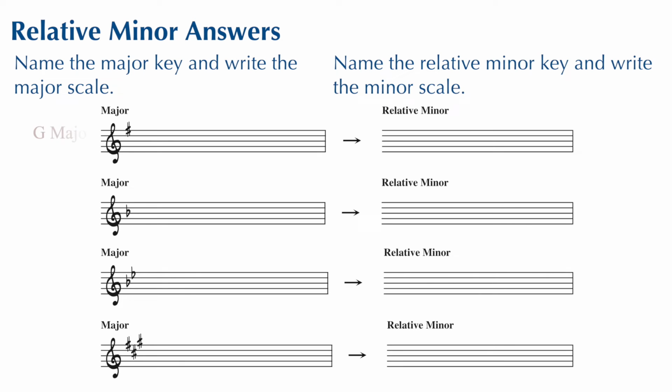Number 1. 1 sharp in the key signature puts us in the key of G major. First, write out a G major scale.